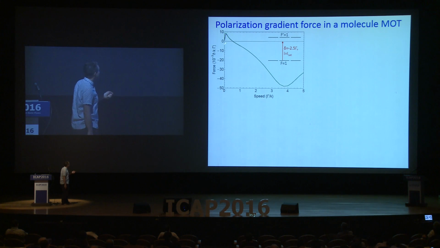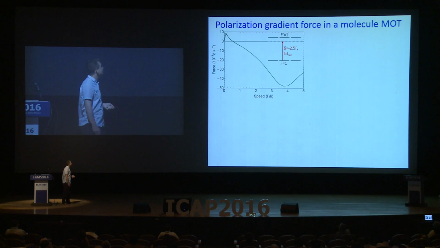So what you see is that at high velocities, you get the normal Doppler cooling curve, okay, a negative force, so you have damping here. It's just the normal Doppler cooling. But at low velocities, the force goes positive. Okay, so these are the polarization gradient forces acting here at low velocity, and they, in this particular case, are a kind of anti-damping force.